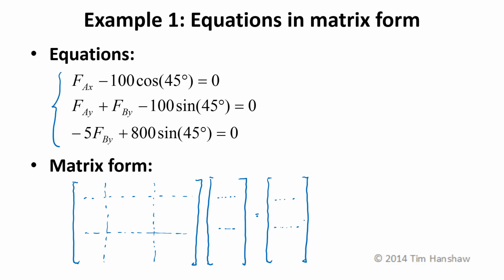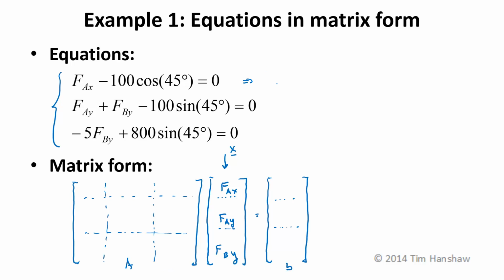The first thing I need to do is choose what order my unknowns are going to go in this vector x. I'm going to say that Fax is first, Fay is second, and Fby is third. The order here doesn't matter, but I need to decide on an order and stick to it so that I can fill in the A and the B vectors.